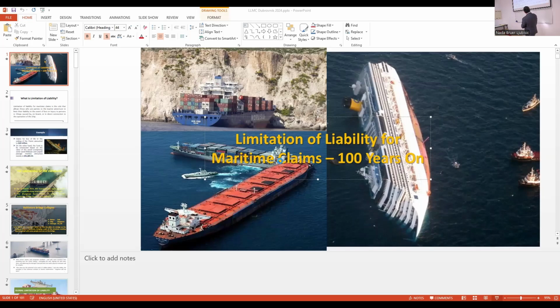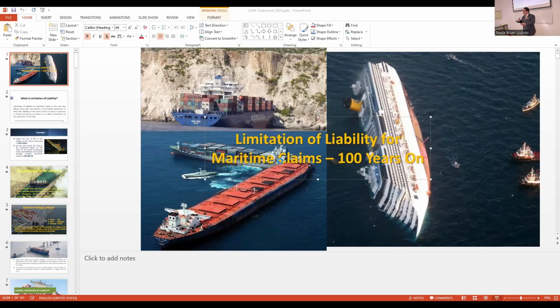And based on this, the IMO Legal Committee adopted Resolution LEG 599 on 19th April 2012 to increase the limits of liability of the 1996 protocol. And these are the limits of liability that are now in place that entered into force in 2015.